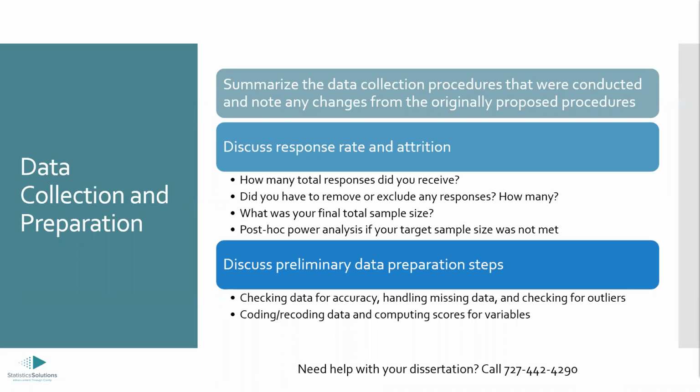And then after talking about the response rate and the attrition, you may need to discuss any preliminary data preparation steps that you took in order to clean the data. So this may involve things like checking the data for accuracy, handling missing data, checking for outliers, or if you had to do any coding or recoding of your data or compute any scores for your variables, you may often discuss it in this section.